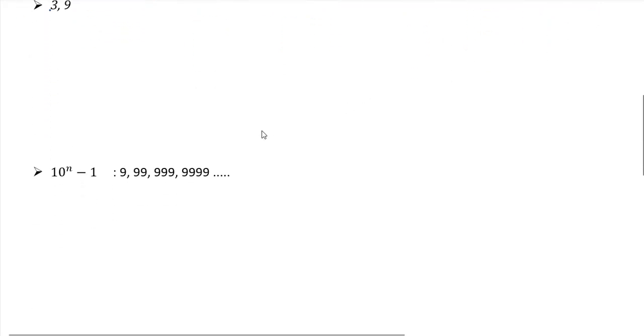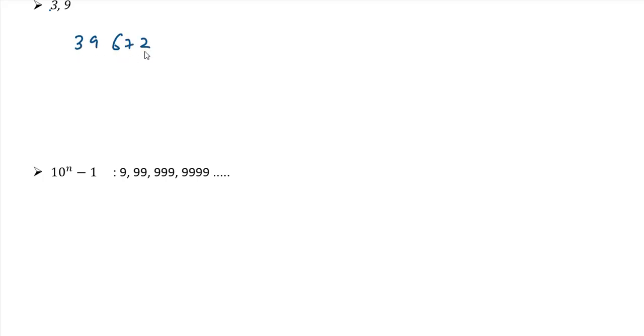Let us now understand the divisibility rule for 3 and 9. So if you want to check whether a number is divisible by 3, or if you want to find what is the remainder when that number is divided by 3, you will have to take the digital sum and check for divisibility.